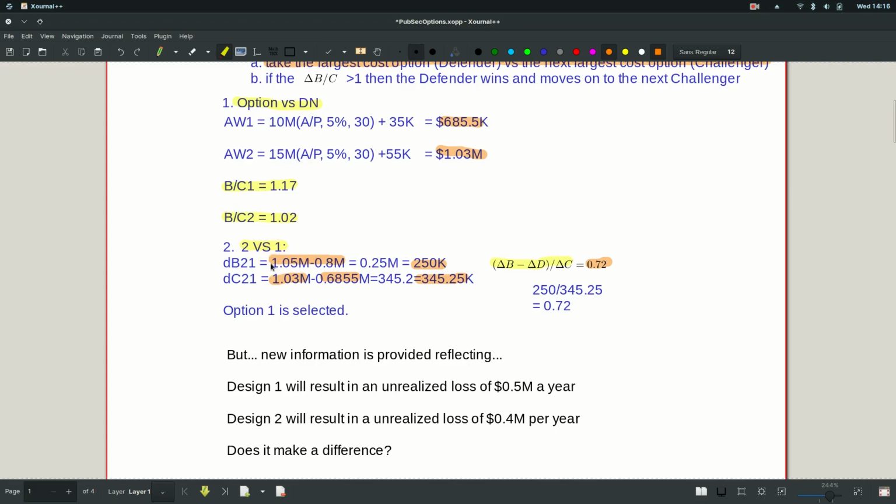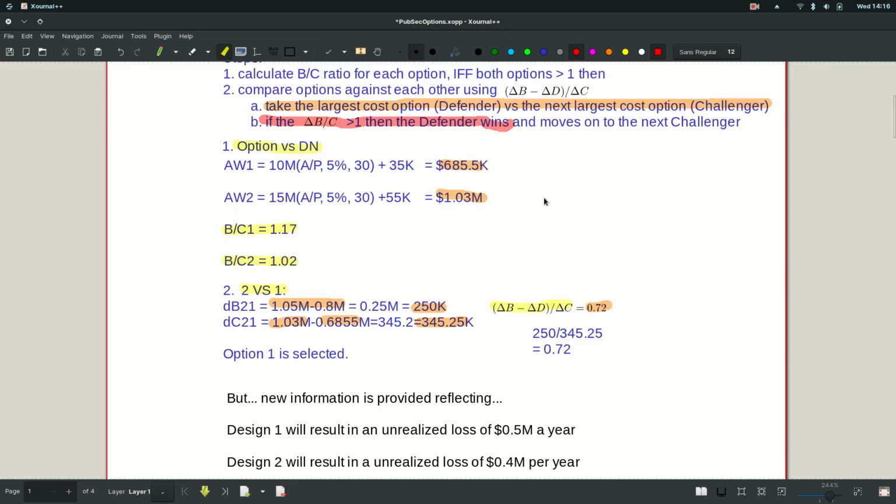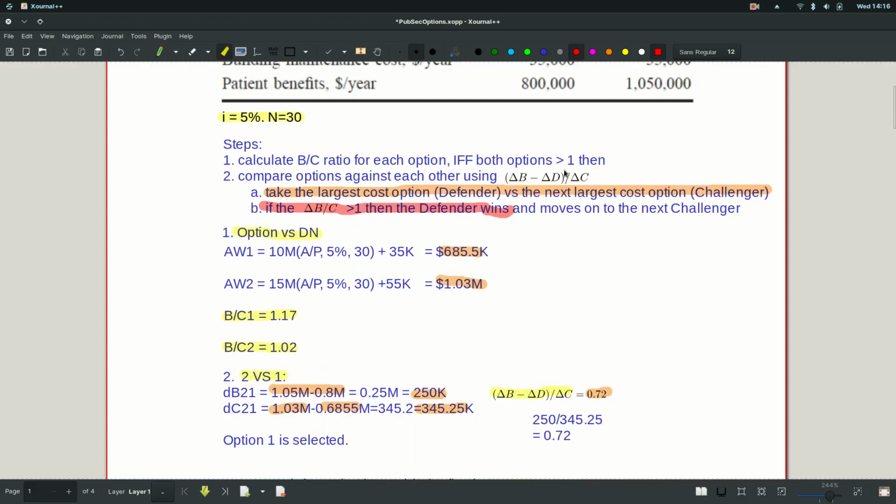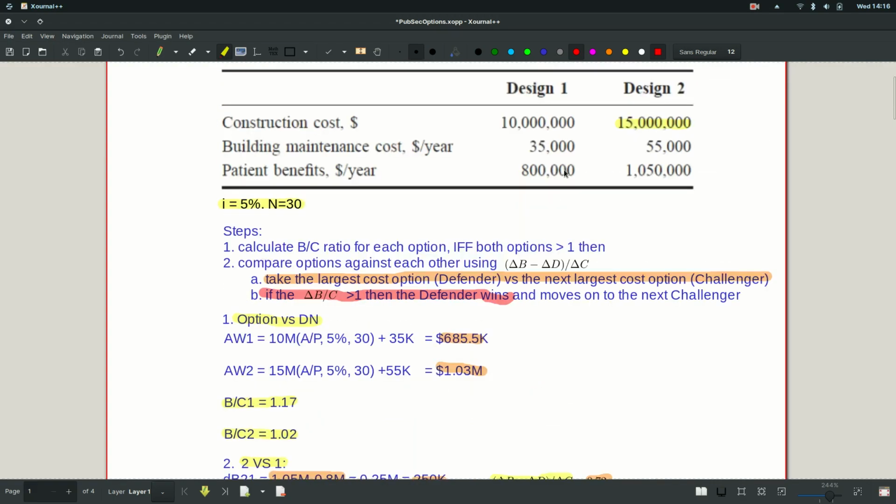If that had been greater than 1, then option 2 would have been selected. So whenever you're doing the delta BC, if the delta BC is greater than 1, then the defender wins, and here it is, I'll put that in red. If the delta BC is greater than 1, then the defender wins and moves on to face the next challenger. In this case, there is no next challenger, so that's it. We choose option 1 and we move on.